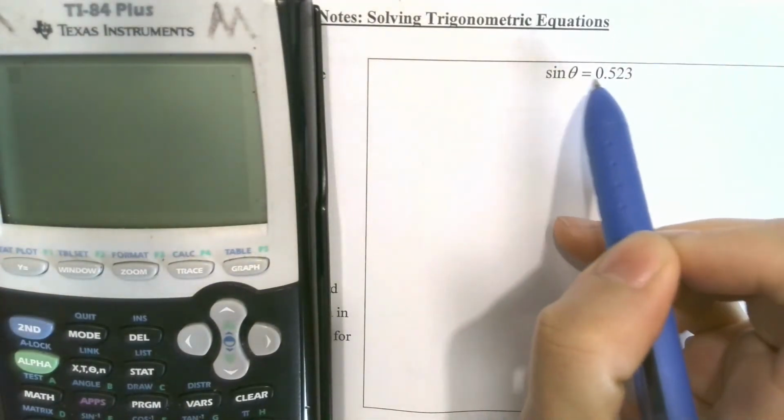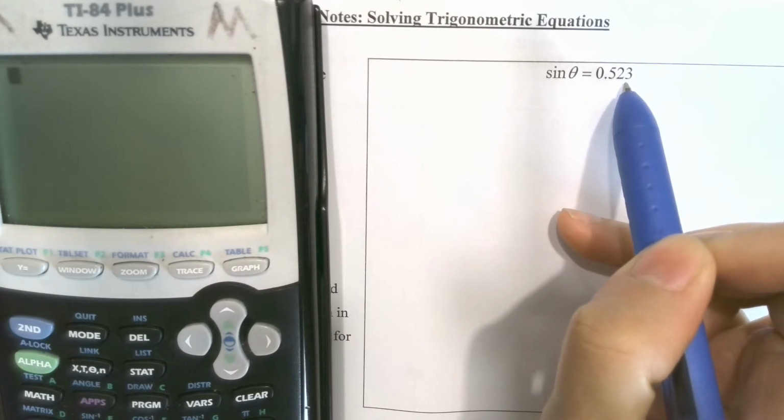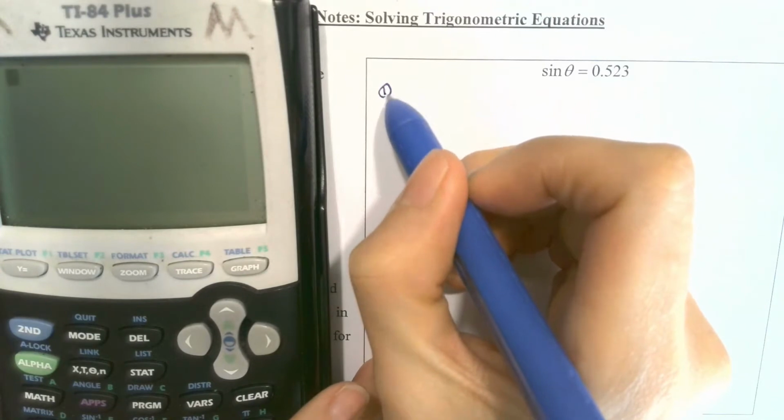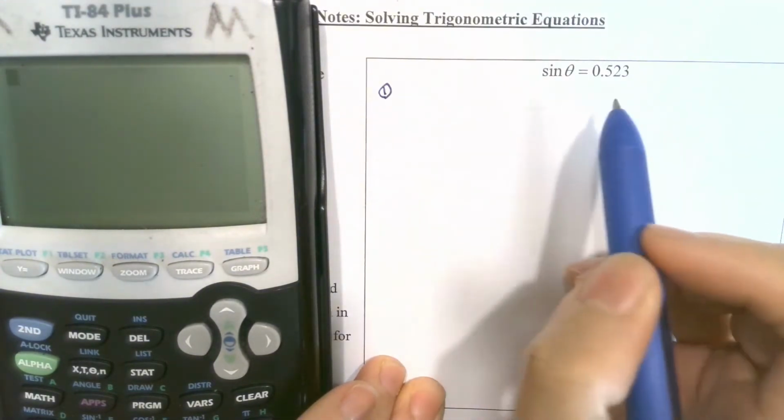Alright, sine of theta is 0.523. I'm going to go through how we learn in the steps. So step number 1, rewrite in terms of sine or cosine or tangent. Don't need to do it.